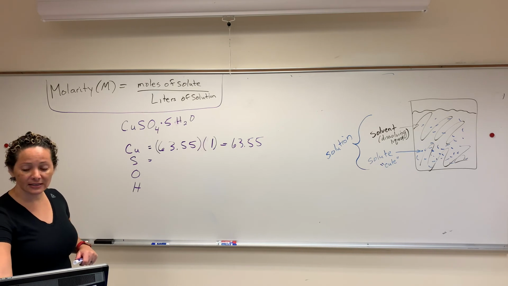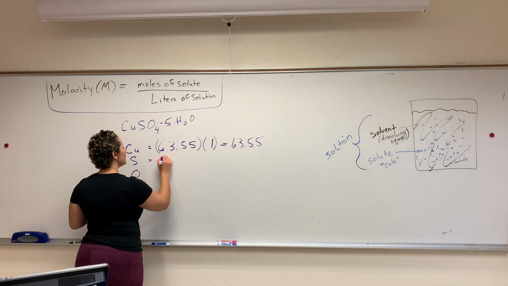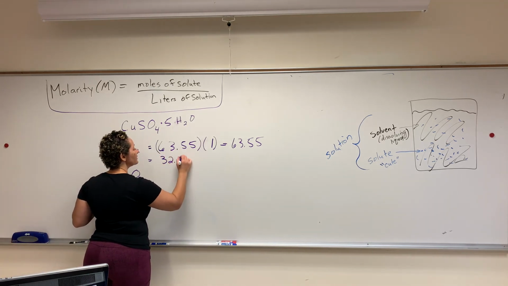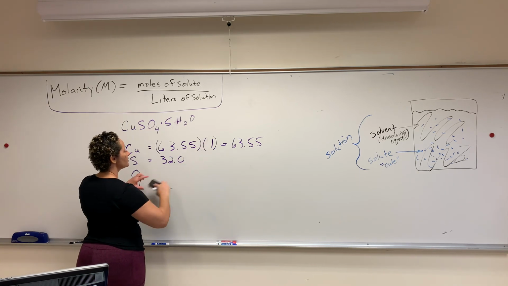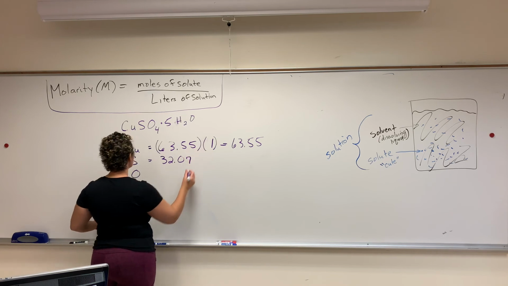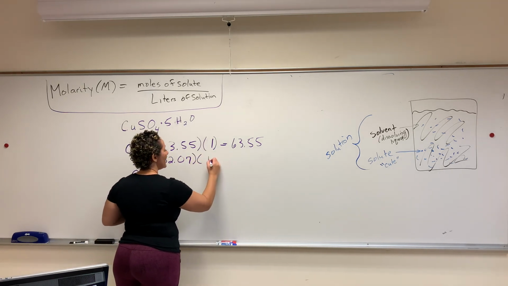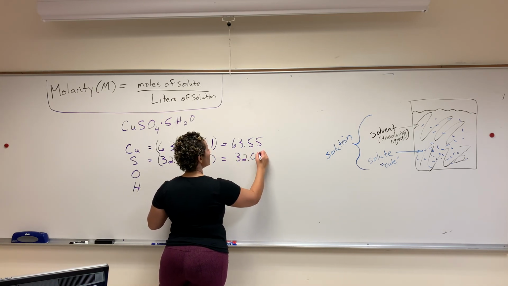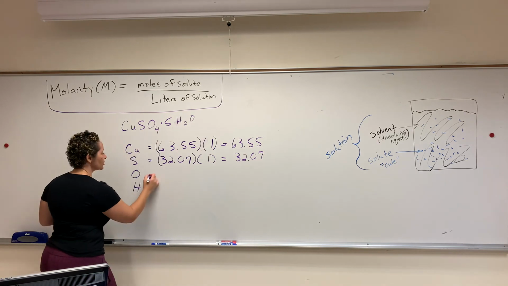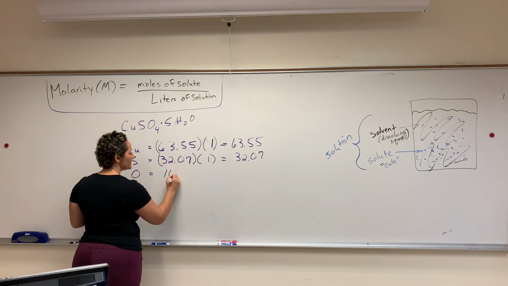Alright, sulfur. Let's see if we can move this party around a little faster now. It's number 16 as far as the atomic number. The atomic mass is 32.066. We're going to go ahead and round that to 32.07. We only have 1 atom of it times 1 atom equals 32.07. All right, oxygen. Oxygen is 15.99. We go ahead and round that to 16.00.